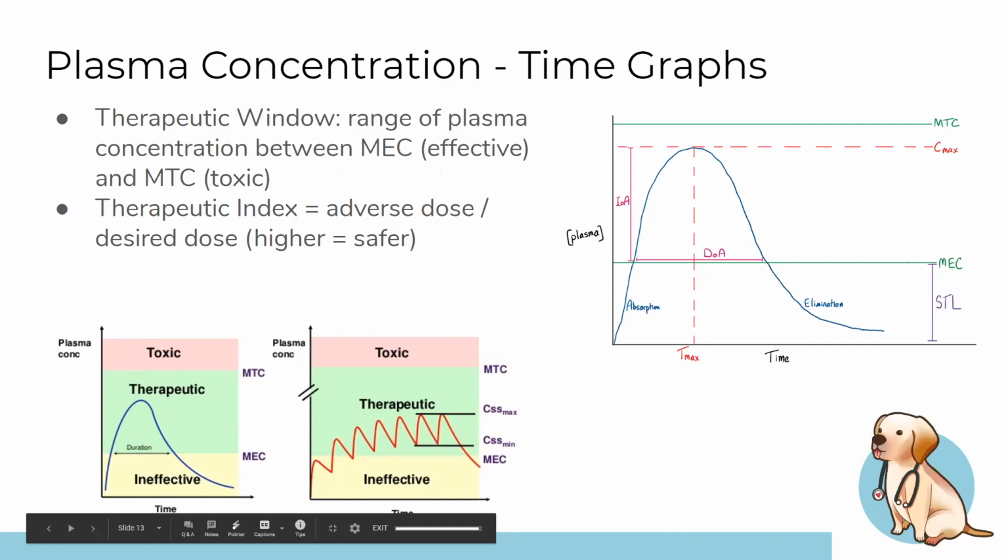So there's two important things to note from this: the therapeutic window. So this is the range of plasma concentration between MEC and MTC, so just between the two green lines. And the other is the therapeutic index. So this is equal to an adverse dose divided by a desired dose. So basically a higher therapeutic index means a safer drug. That's because the difference between the adverse dose and the desired dose is pretty great.